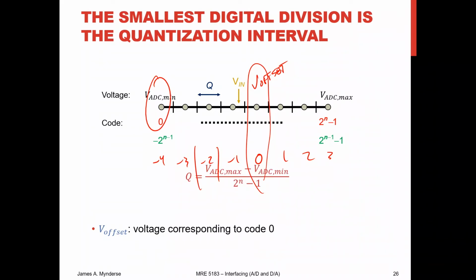If I want to calculate the quantization interval, probably shouldn't have sketched over my equation there. If I want to calculate this, you can see that what I'm doing is taking my total voltage range and dividing it by the number of buckets. So the maximum voltage minus the minimum voltage divided by 2^n - 1, the number of buckets that I've got. That gives me Q, the quantization interval, and V offset.